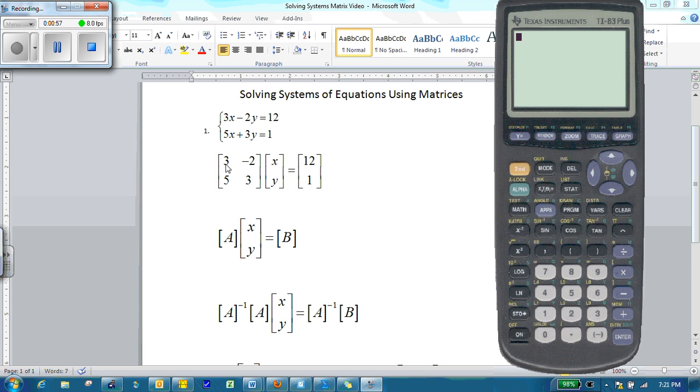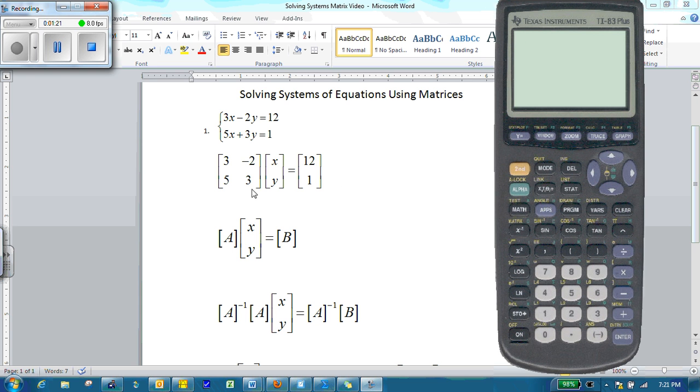And you should see how if we were to multiply this row times this column, we would get 3 times x plus -2 times y, or 3x minus 2y. This row times this column would give us 5x plus 3y, and it all equals our constants. So this matrix equation is a representation of this system of linear equations.